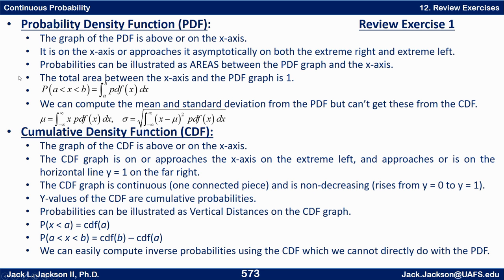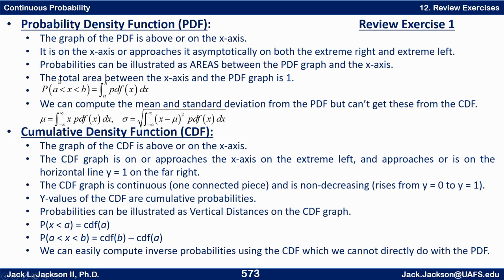Well, here are the answers. Hopefully you've worked through this and written these down yourself. On the probability density function, PDF, for a continuous distribution, the graph of the PDF is always above or on the x-axis. In other words, the output is always positive or zero. It is on the x-axis, or it approaches it asymptotically on both the extreme right and extreme left. The probabilities can be illustrated as areas between the PDF graph and the x-axis, and the total area between the x-axis and the PDF graph is 1.